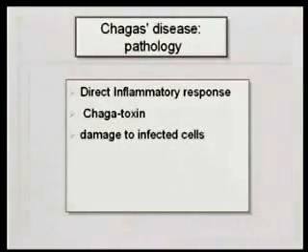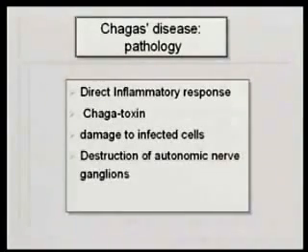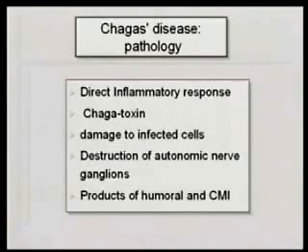And then there is damage to the infected cells, particularly of the autonomic nervous system neurons, destruction of those autonomic nerve ganglia, and that's why the peristalsis problems and the cardiac arrhythmia occur. Okay, products of the humoral immune response also lead to immune complex formation, and that will cause some damage, and then CMI too. Remember, the organisms can go inside the cell. As opposed to Trypanosoma brucei, this organism can survive and grow inside macrophages, especially when they're not activated. They will internalize the organism and support the growth.